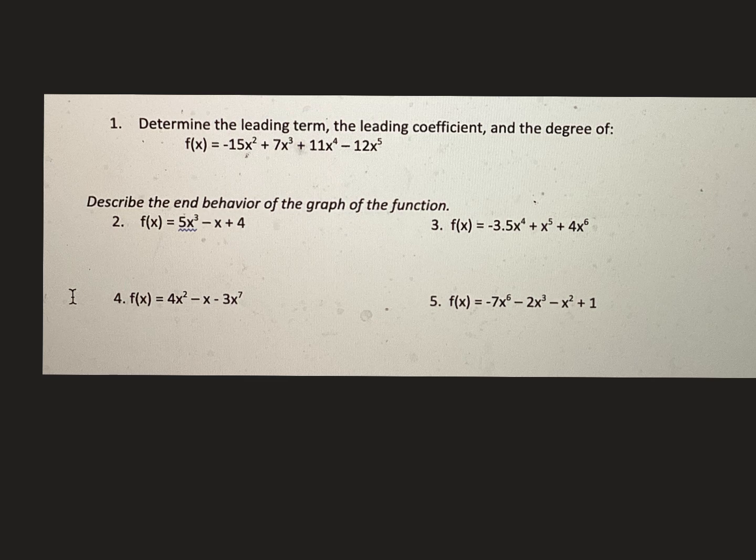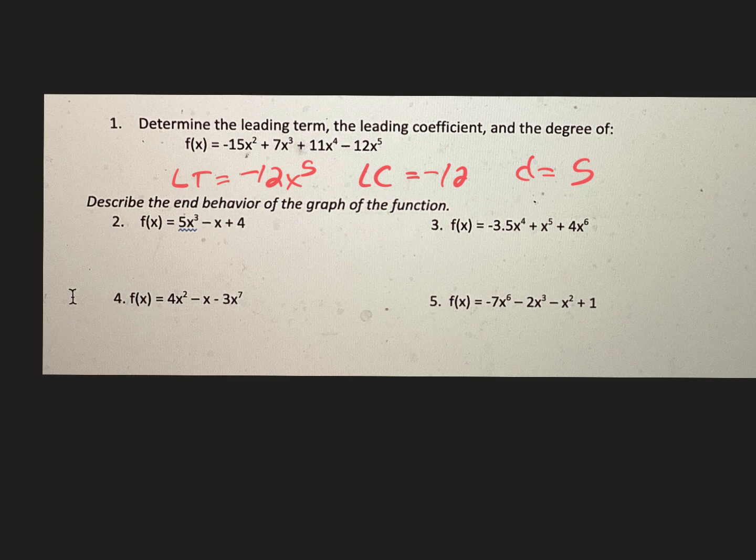Hey guys, let's knock out this review for test 21. The first one says determine the leading term, leading coefficient, and the degree. The leading term, remember, is the one with the biggest exponent. So the leading term, LT, is, almost messed that one up, negative 12x to the fifth. The leading coefficient would be the negative 12, and the degree is the biggest exponent, which is 5.